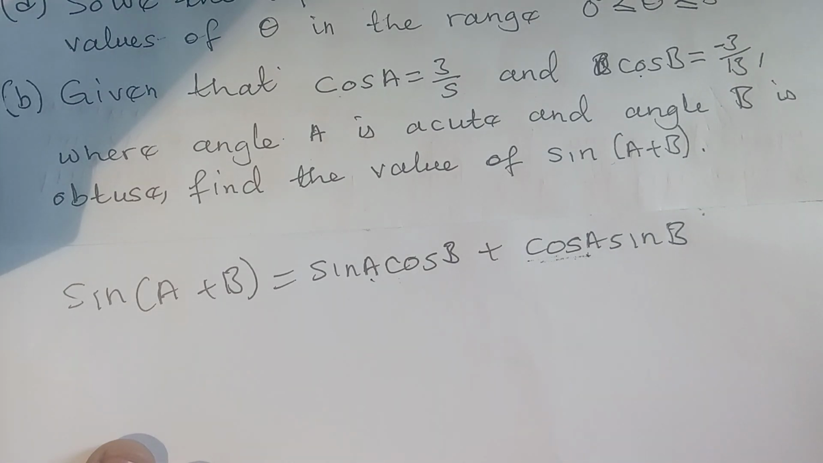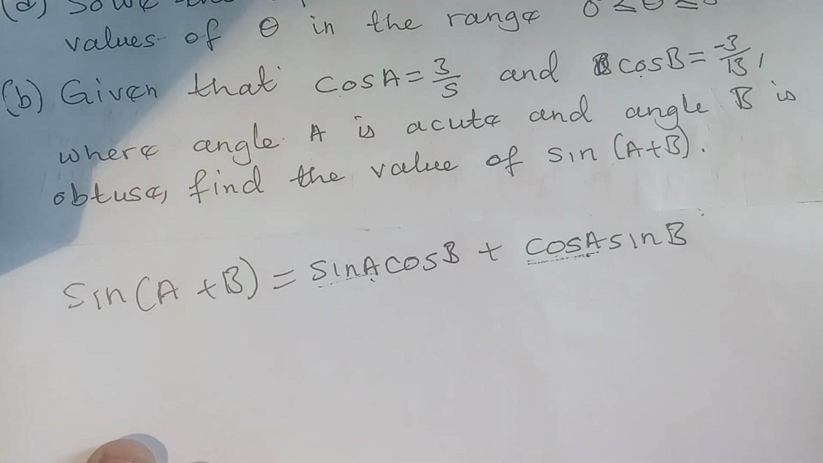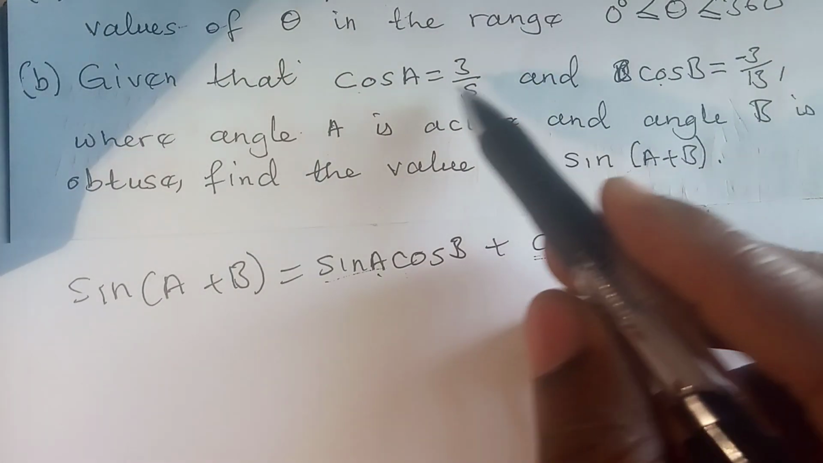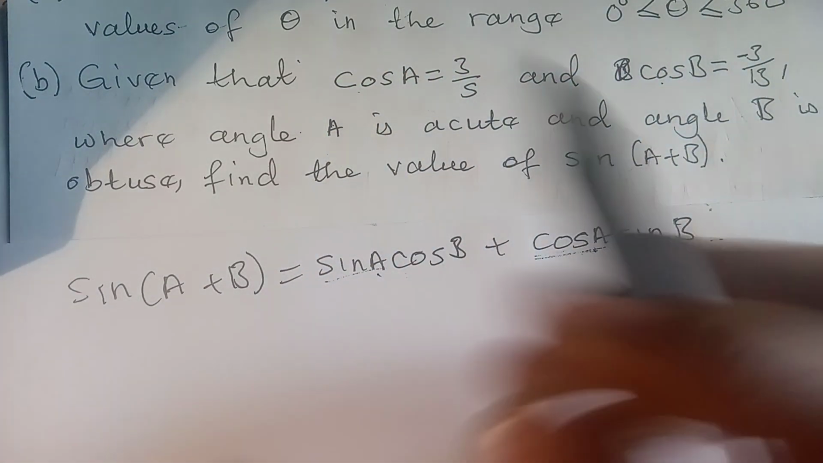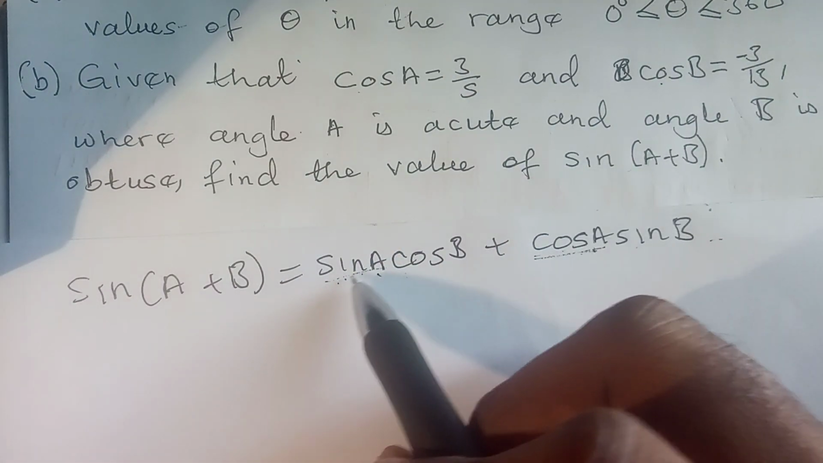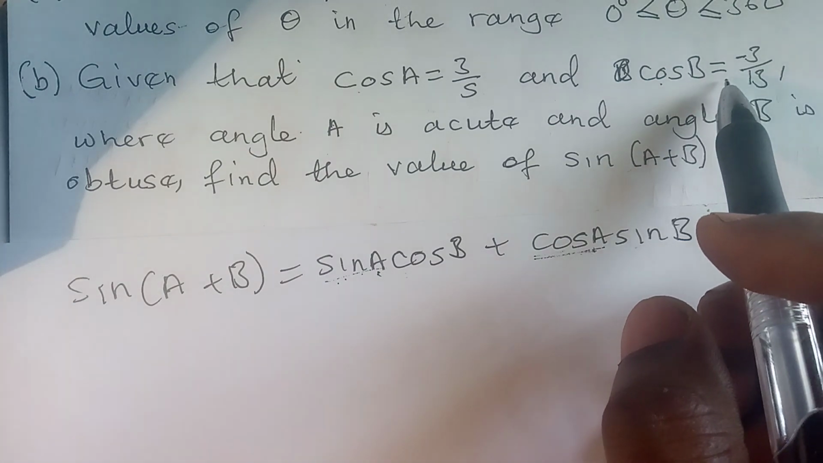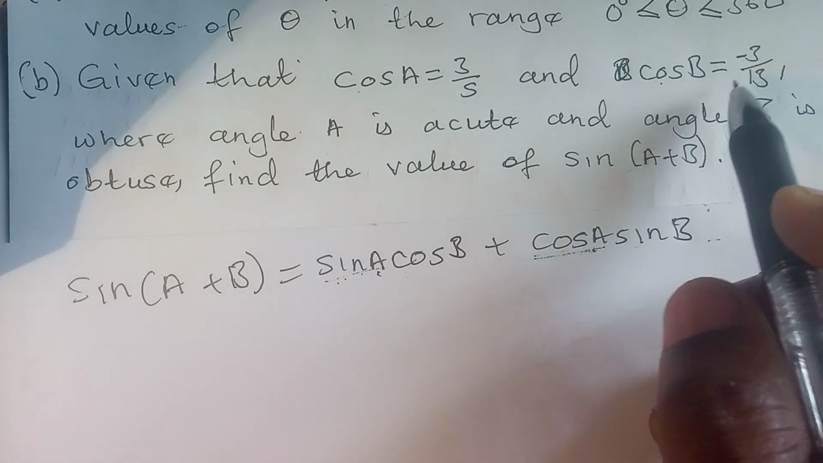So now, to find sin A and sin B, you can either draw a triangle for this one and obtain the other value, like the sin A, but I think this may be a bit challenging using the triangle method to do this.